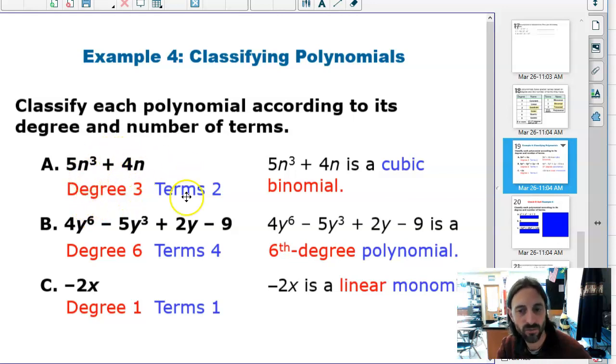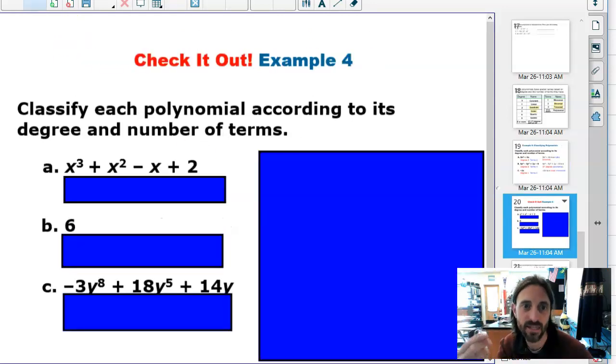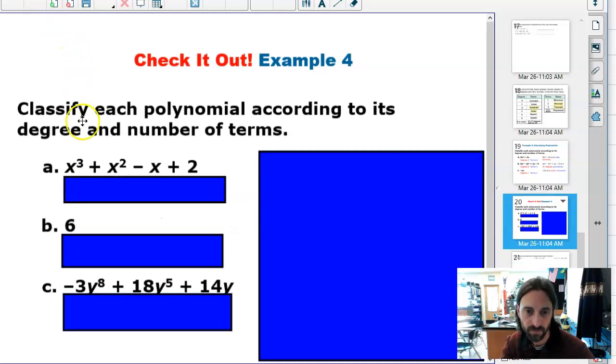So for example, in these examples here, the degree is third. There are 2 terms, so it's a cubic binomial. Example B, I'm not going to read the whole thing, you can see it, but you can see it has 4 terms, 1, 2, 3, 4, degree to the 6th, so it's a 6th degree polynomial. This last one I'll read, it's negative 2x, 1 degree, 1 term, that makes it a linear monomial. All right, so this is just a little bit of vocabulary, but it's how we communicate to other people what we're really trying to do.